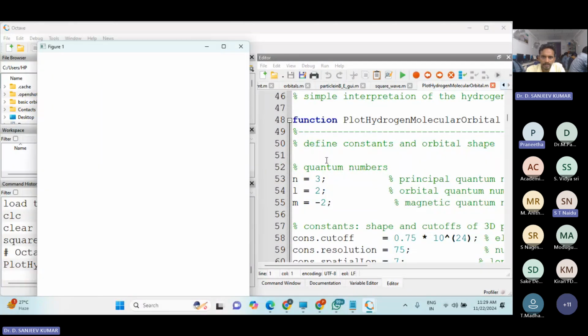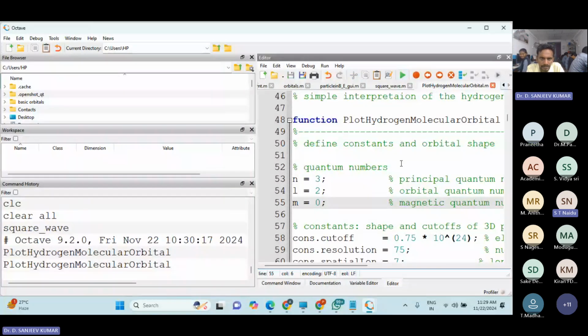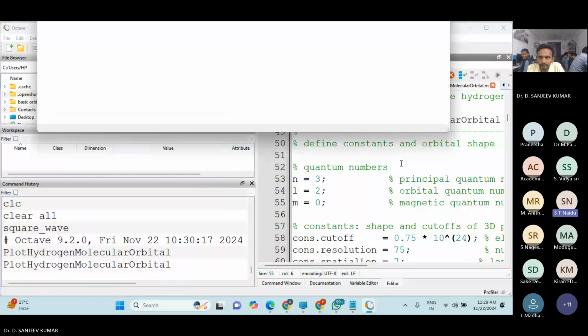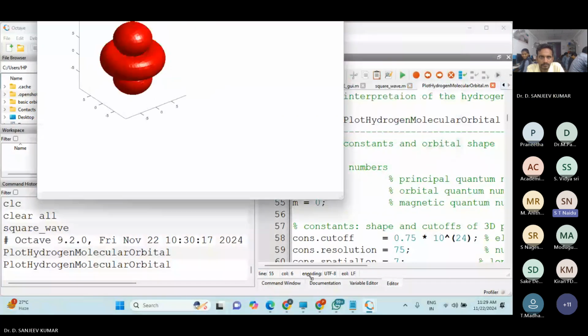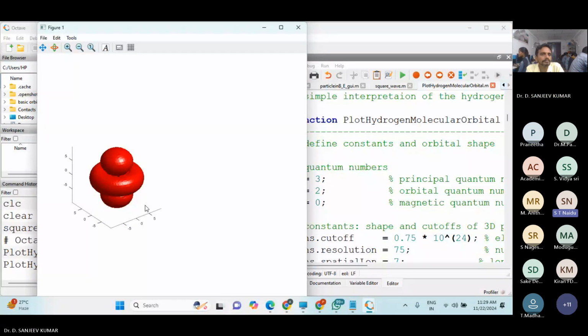So by varying these values, you can generate different orbitals. So n is equal to 3, L is equal to 2 is a third orbit, d orbital, m is 0, dz square orbital. So it will be extended along the z direction, dz square.